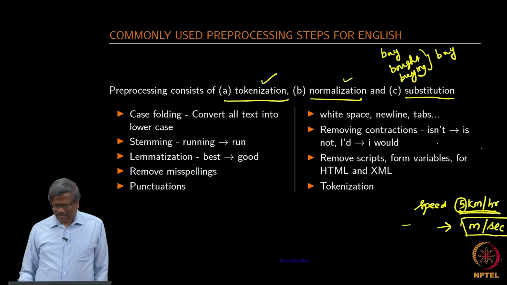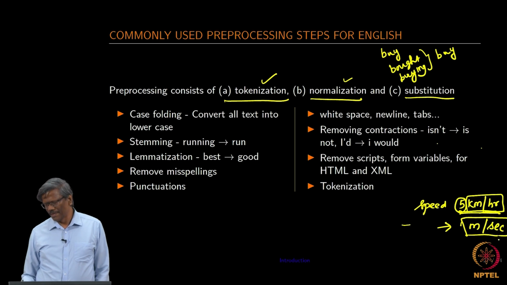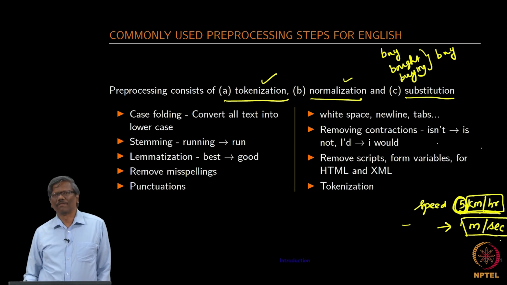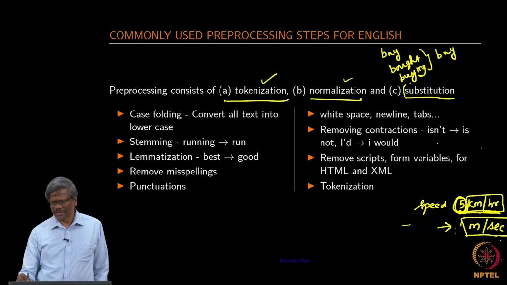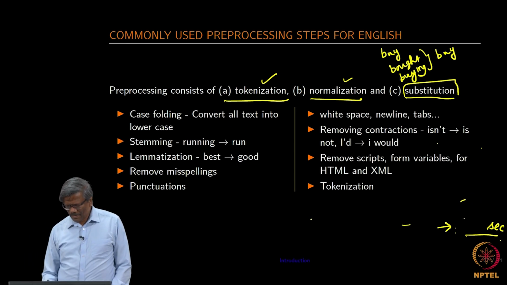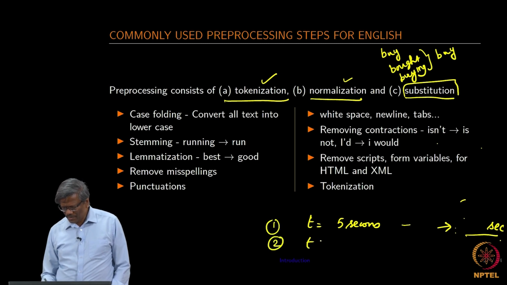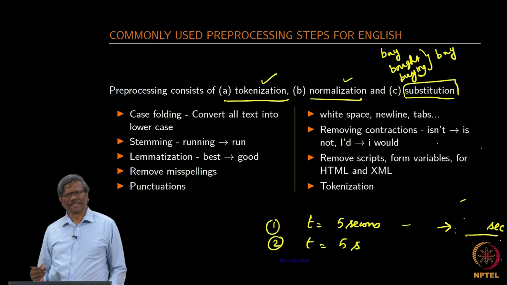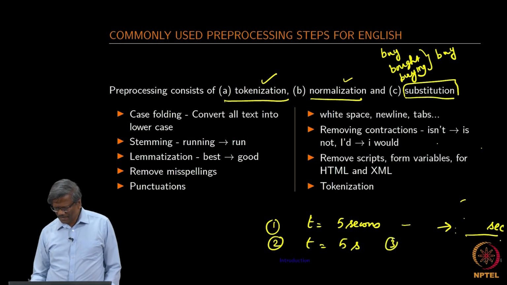Okay. And this is where the substitution, the km per hour will be substituted by meter per second, and then the numerical value also would be replaced by the appropriate value here. So, that is where substitution comes. Okay. Or in those cases, for example, if the time is represented as 5 seconds, and this is in document 1. In document 2, t is represented as 5s. In document 3, it is represented as t equal to 5 sec.